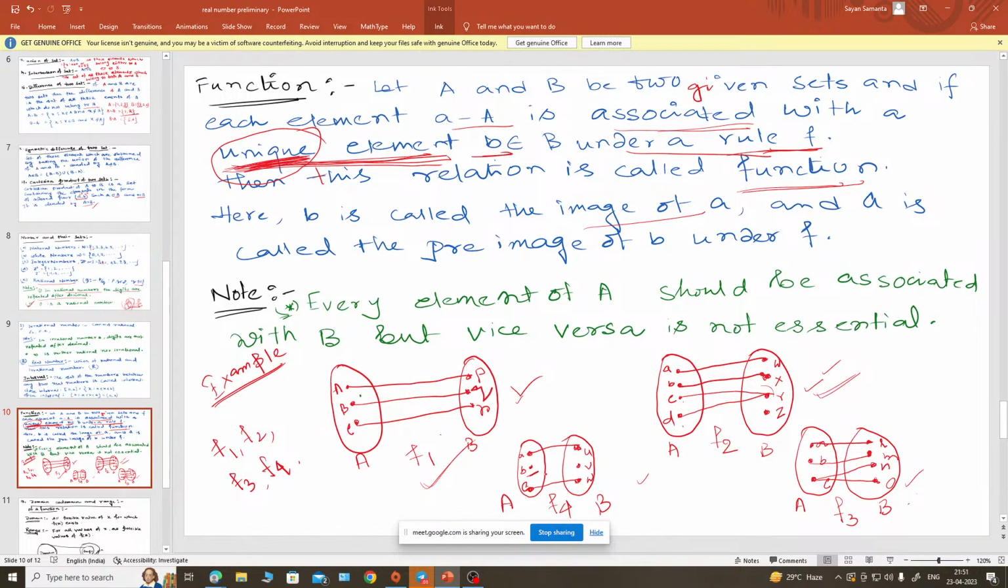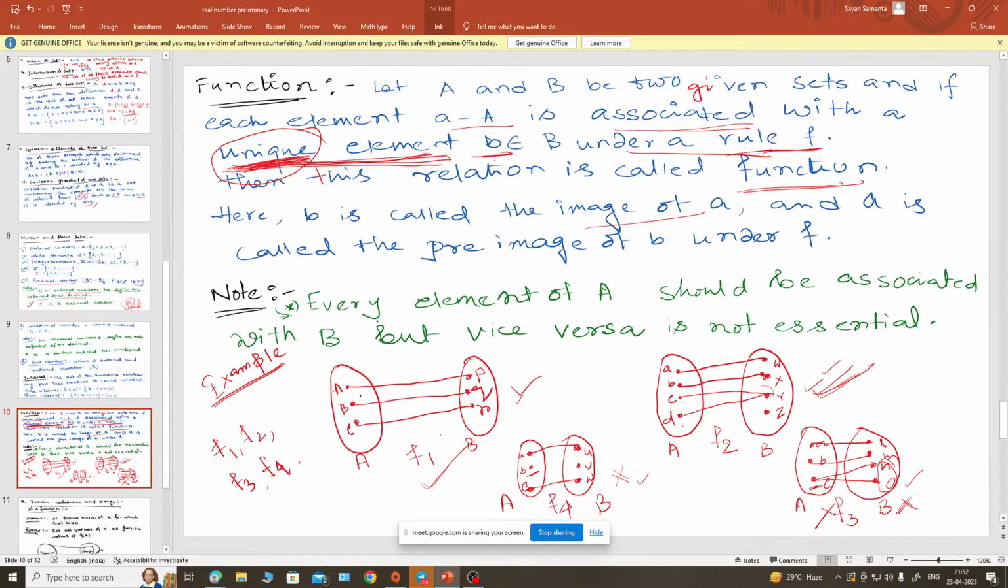Here B does not have any association, so F4 is not a function. And F3 is not a function because here two elements are associated. A function must map each element uniquely. This is not possible, and this is possible. So this is the important note.